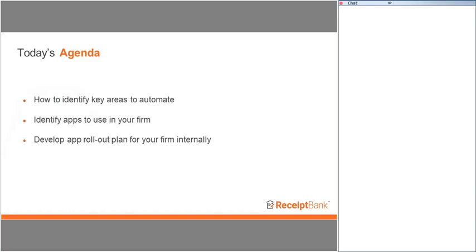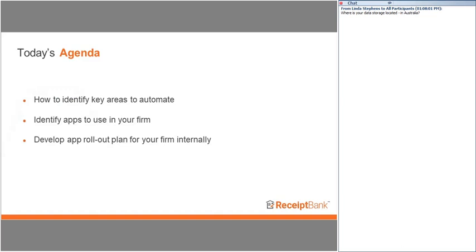So enough about us. What we're here to talk about today is how to build an automated accounting firm. And the session today is going to be split into three main sections. So first and foremost is how to identify key areas to automate, how to then identify the apps that can help you to do that, and then how can we develop a rollout plan for your firm internally to help you to actually roll out the technology or the change that you're looking to roll out.